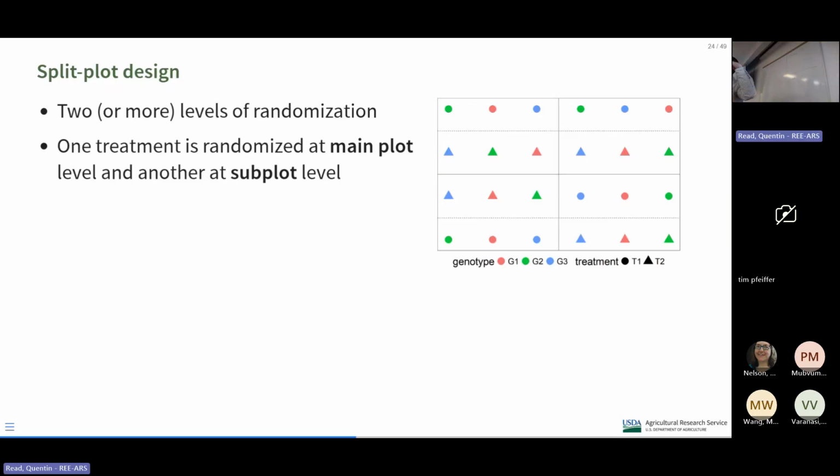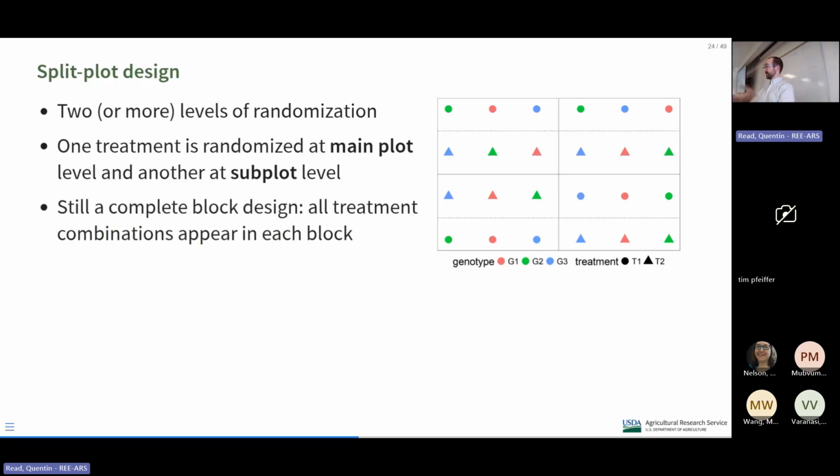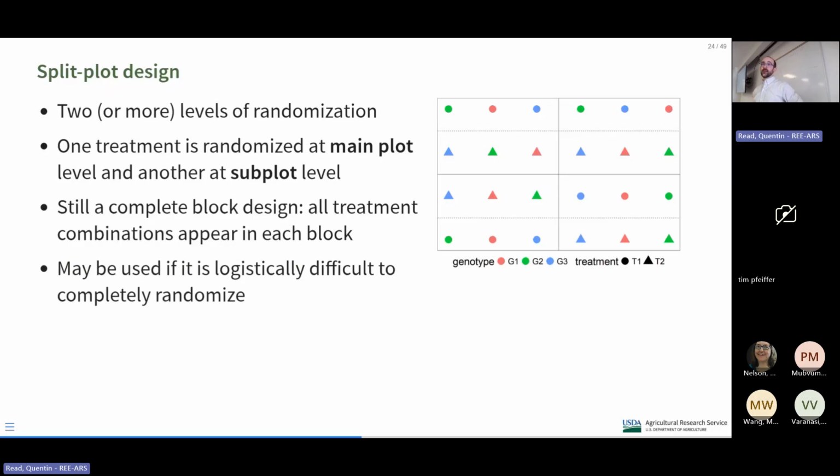each block is divided in half because we have 2 treatments. One half is randomly assigned to treatment 1. The other half is randomly assigned to treatment 2. And within each of those halves, we divide that up into subplots, which are randomly assigned to the different genotypes. It's still a type of complete block design, right? Because each block still has exactly one of each of the combinations of the 2x3 in this case.